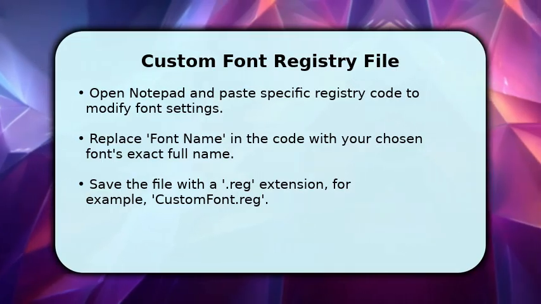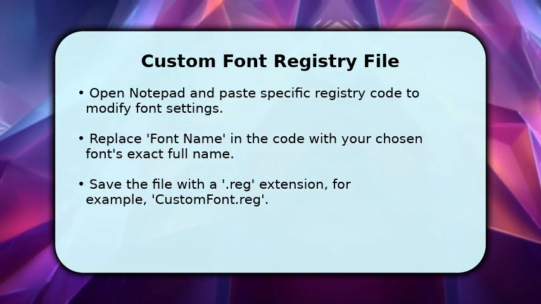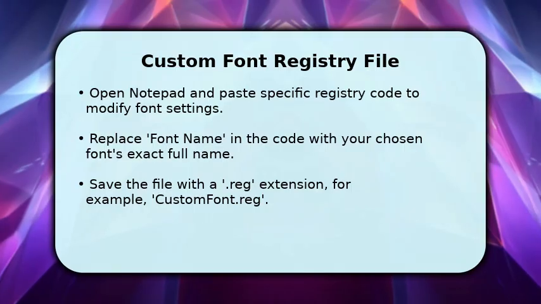When saving, ensure you choose All Files as the type and add the .reg extension to the file name, such as my new font.reg. This makes it a registry modification file.